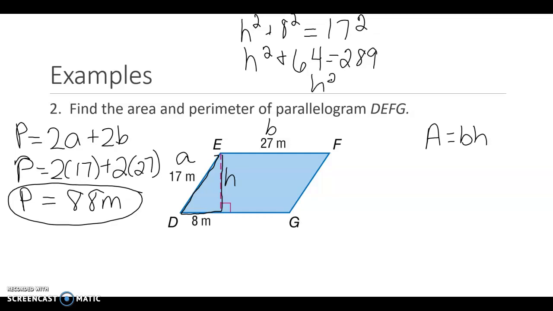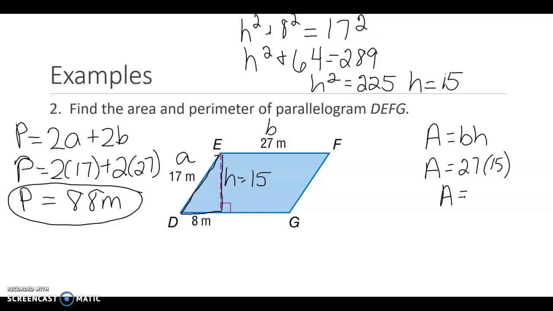And so we end up with h squared. When we subtract the 64, we get 225. And h, or my height, is 15. So over here for area, we're going to take our base, which is 27. We're going to take the height that we just found, 15. 27 times 15, 405 square meters. So that is my area and perimeter for that parallelogram.